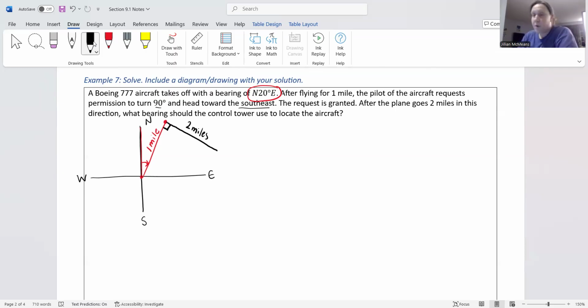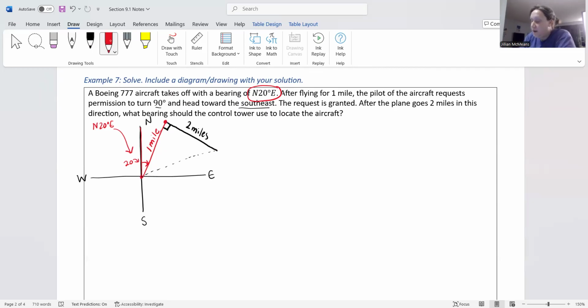Okay, so the request was granted. They turn 90 degrees. They're heading southeast. After the plane goes 2 miles in this direction, what bearing should the control tower use to locate the aircraft? Well, let's figure it out. So what has happened is we've created a right triangle. Okay, we know this right here is 20 degrees. Okay, we were told our bearing, remember, was north 20 degrees east. So that's what's going on here. Okay, so that little angle measure from what would be kind of like the y-axis, let's call it the north axis, to this line of travel, the initial line of travel, that was 20 degrees.